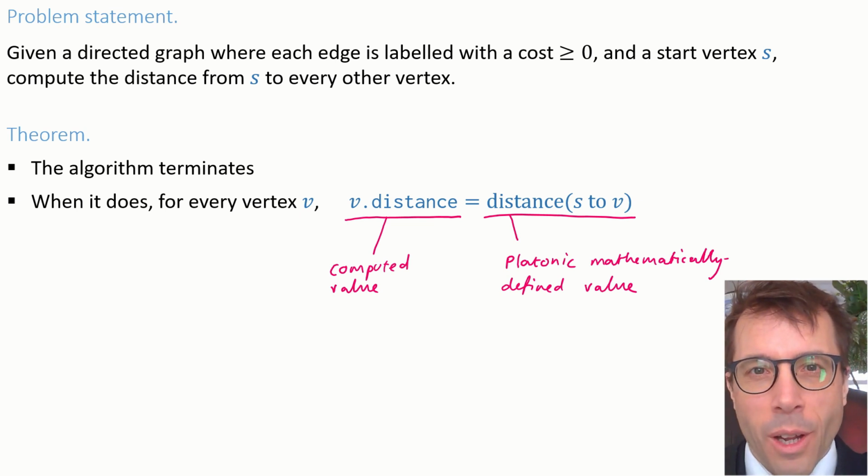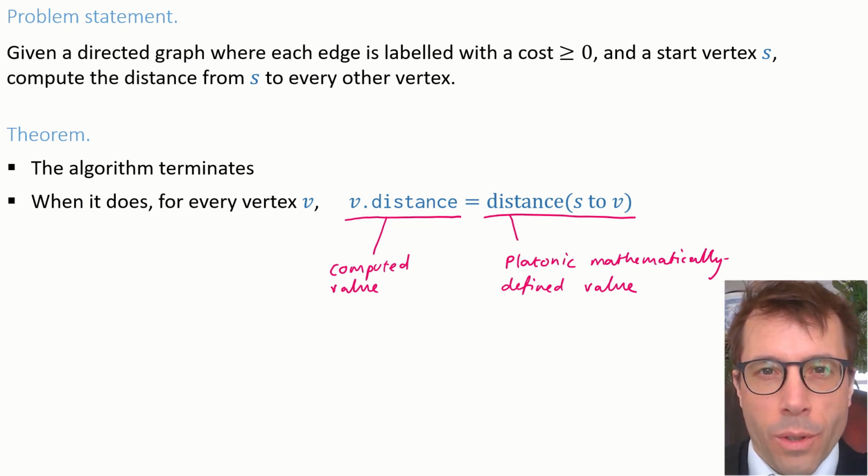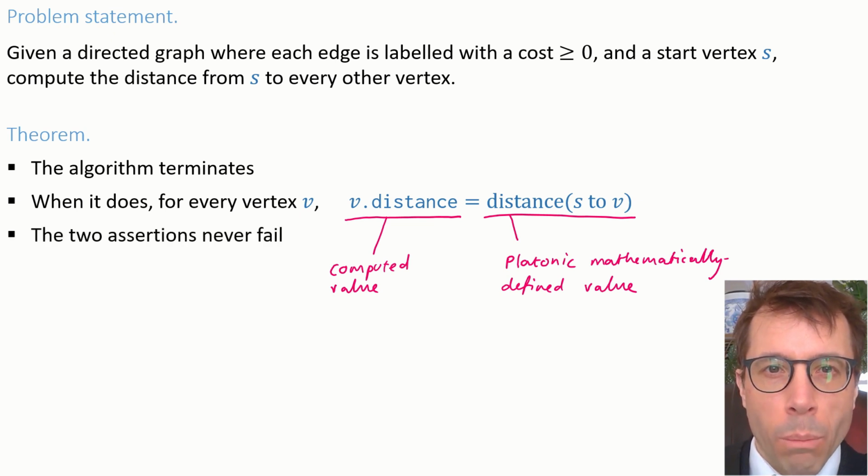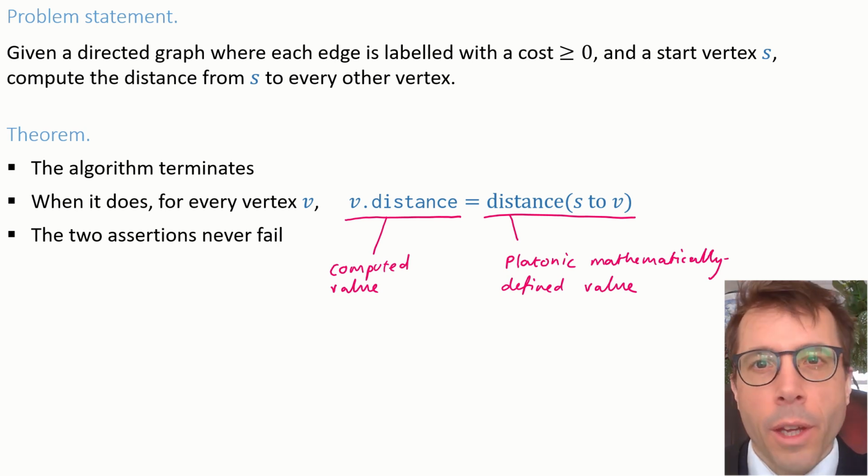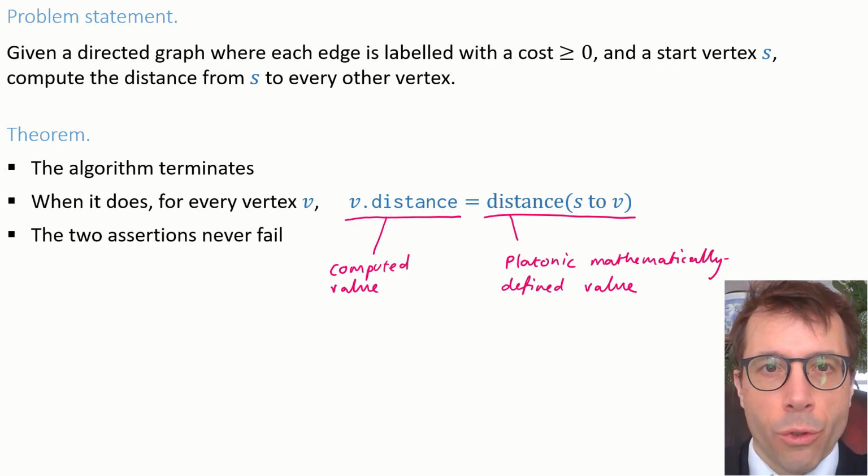Now, it may seem like I'm banging on about an obvious point, but I assure you it's not obvious. And every year there are exam answers that get low marks from students who engage in wishful thinking and don't keep straight the difference between what our algorithm does and what we want it to do. Finally, one more part of the theorem. This part claims that the two assertions we wrote down inside the algorithm will never fail. In fact, we'll prove this last bit first, and then once we've proved it, the rest of the theorem will just drop out easily.